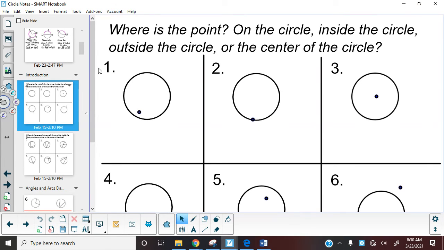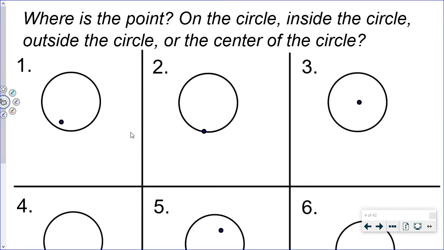As we start today, one of the things that I want to encourage you guys to constantly think about is where is the vertex with reference to the circle. As you look at this very first slide here, the key for this is where is the point. It's not meant to be a trick question, so don't overthink it.